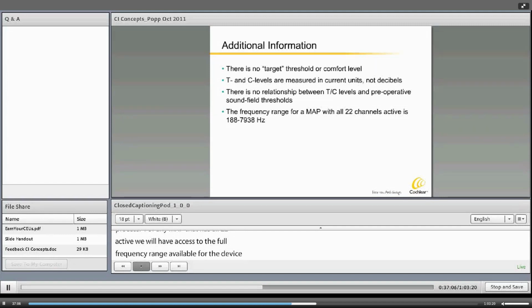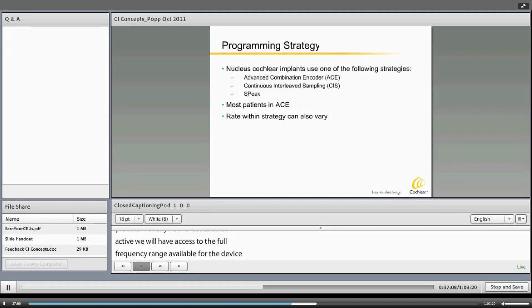For any map that has all 22 active, we will have access to the full frequency range available for the device, which is from 188 Hertz to 7,938 Hertz.